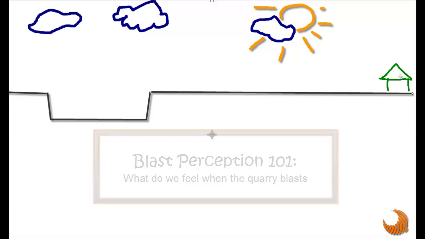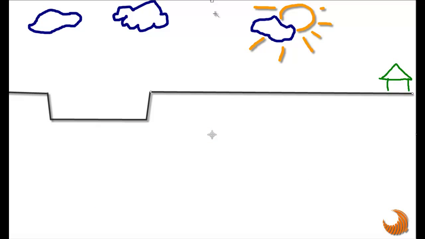Here is a home. Over here we've got a nice sunny day, and then here is a pit, a rock quarry that's active. Now that pit is going to be extracting the rock from the ground, more than likely using explosives. And so let's just make an assumption here that we're using explosives.